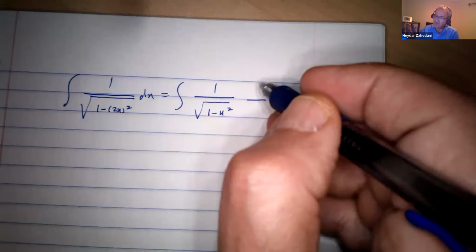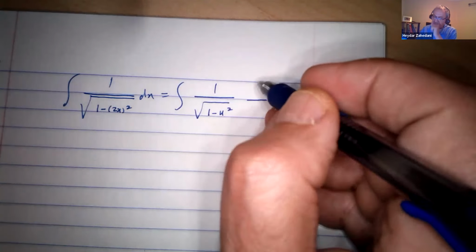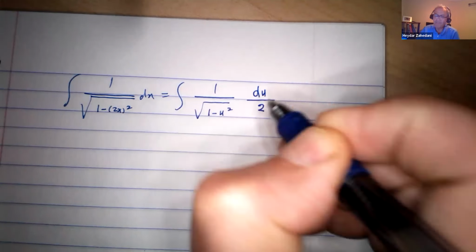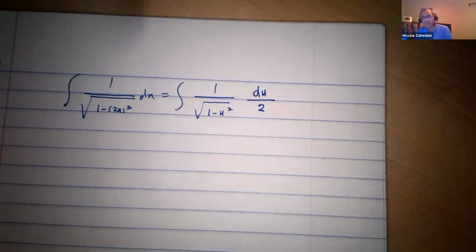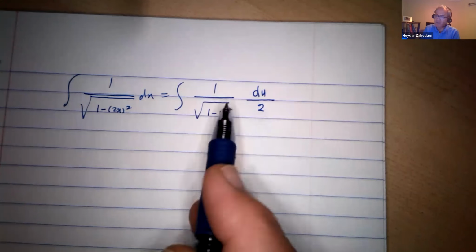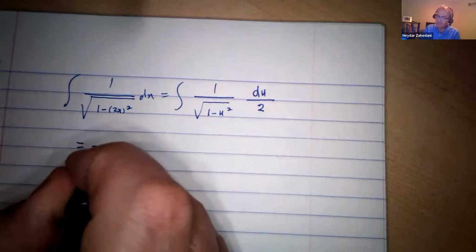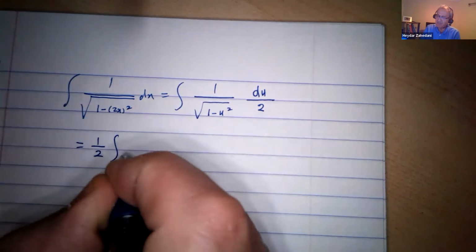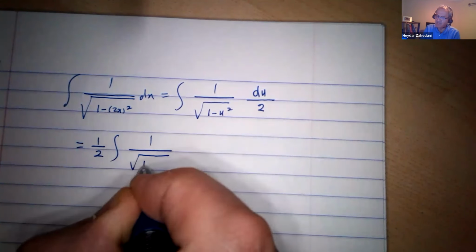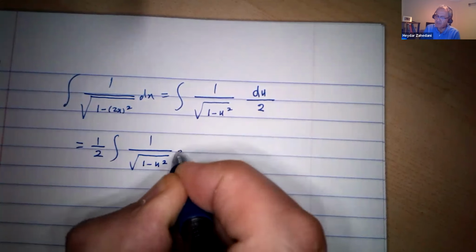So that would give us du over 2. There is nothing to simplify. So the extra number is 1/2. You can pull it out. It's going to be 1/2 integral of 1 over the square root of 1 minus u squared du. You see?